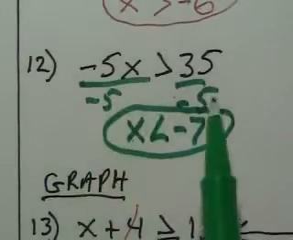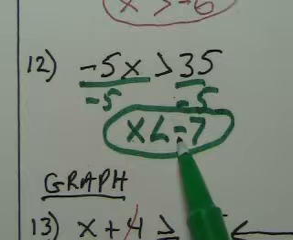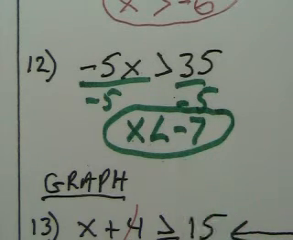Number 12, divide by negative 5. Since we're dividing by a negative, we want to switch the arrow, reverse it, and 5 goes into 35, 7, and there's 1 negative.